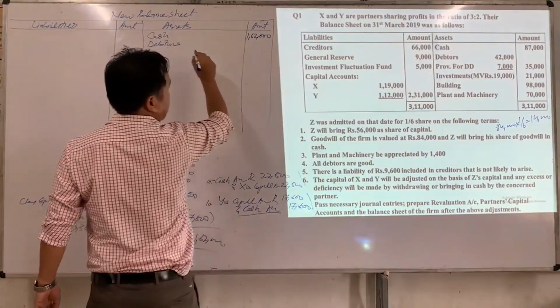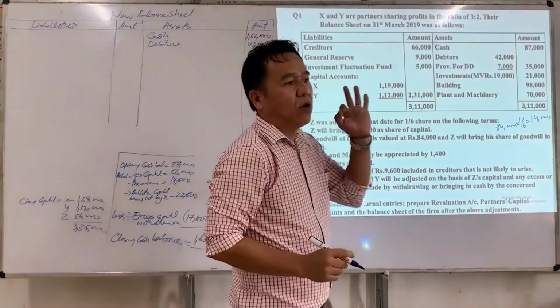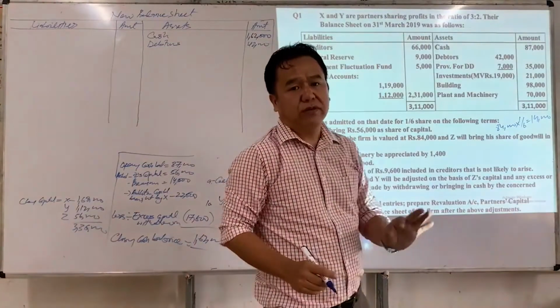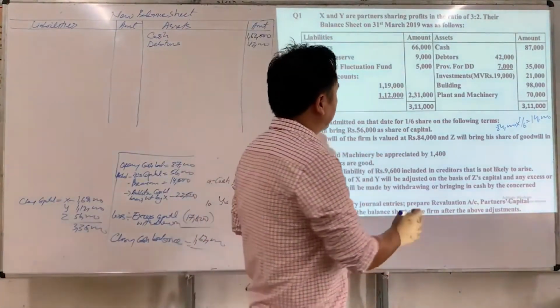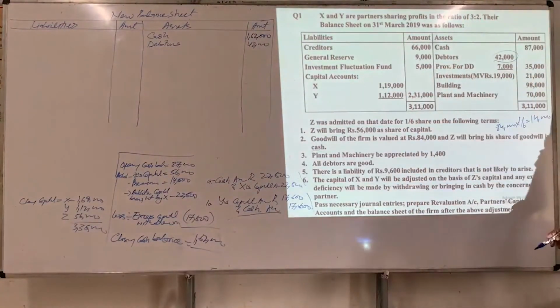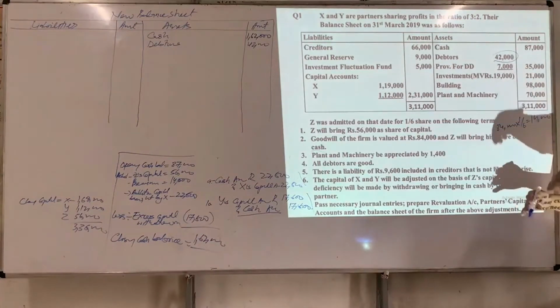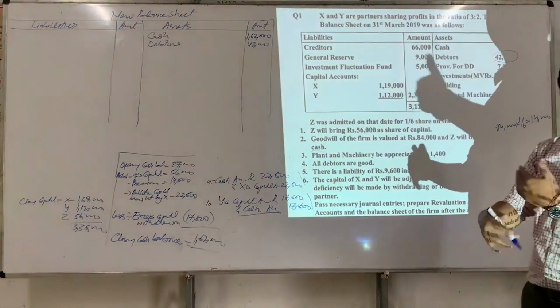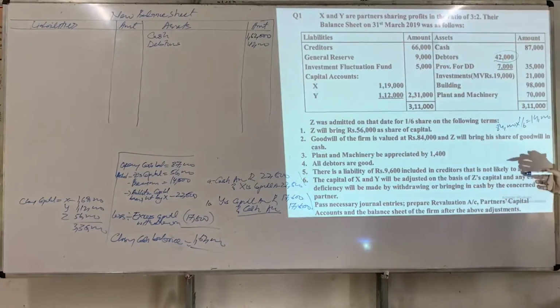Okay, and the next item is debtors, and the amount of debtors will be rupees 42,000. Here we have to write the gross amount, since all debtors are good, which means there is no new provision. So we are going to receive the whole 42,000 from debtors, since all the debtors are capable of making their payment as and when they become due.